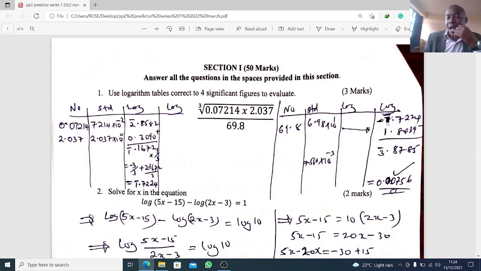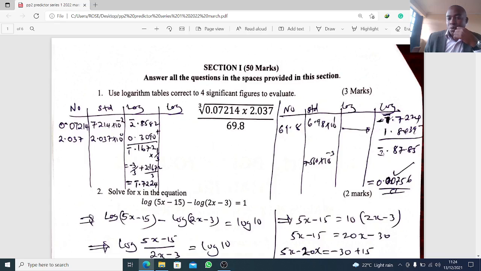Negative 2 minus 1, you get negative 3. So it is bar 3.8785. So this is now what we look for, the antilogarithm of this part, because we have times 10 power negative 3 in standard form.